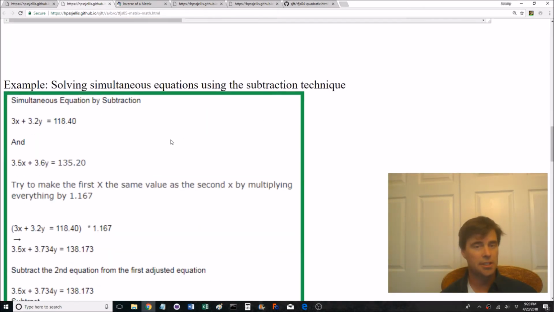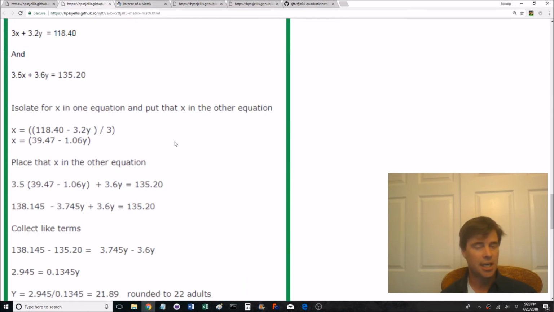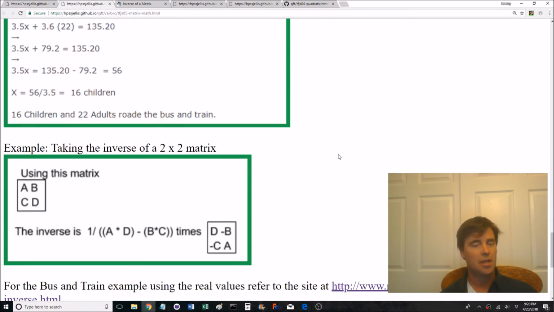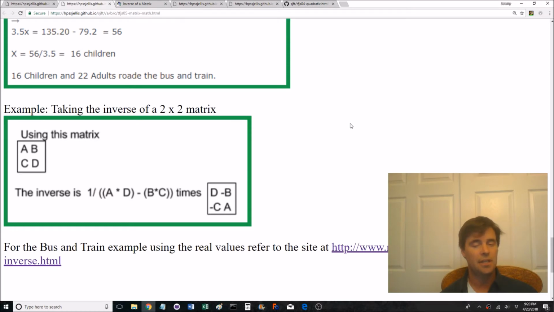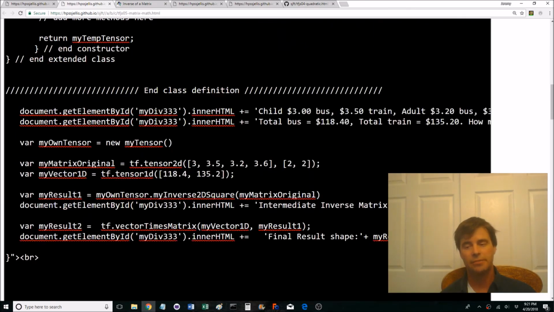There's a subtraction technique. There's the substitution technique of simultaneous equations, where you have 2 equations and 2 unknowns and you're trying to solve for them. The matrix math version of it is a little bit sweeter to work with, but you're using matrices, which are generally complex. Hope you enjoyed it.